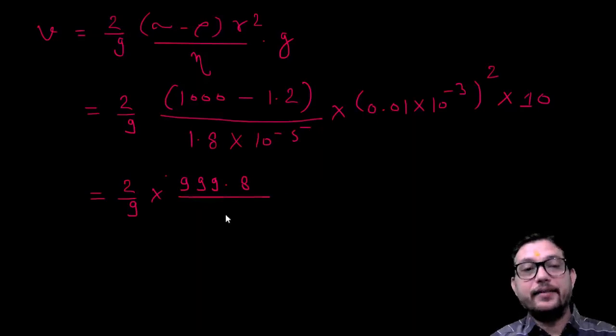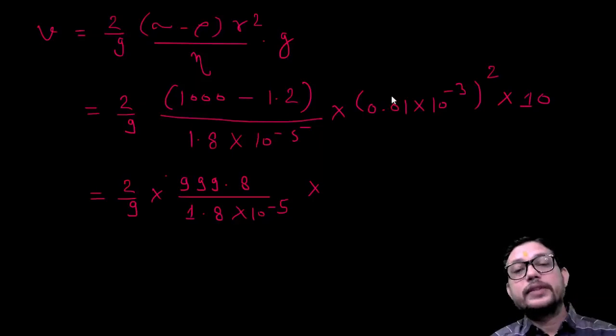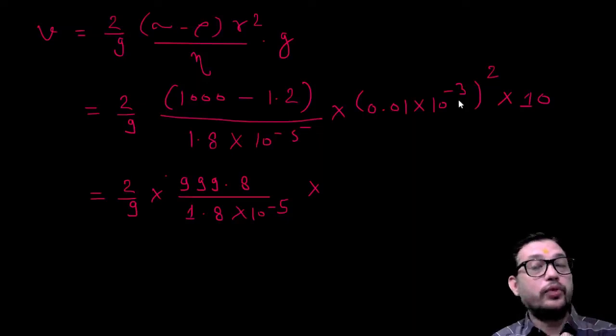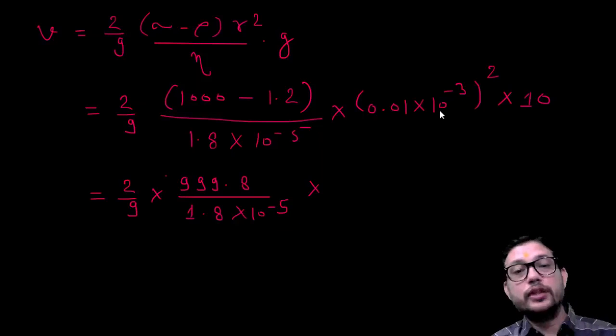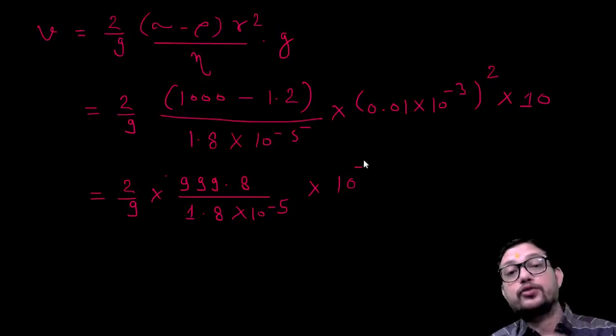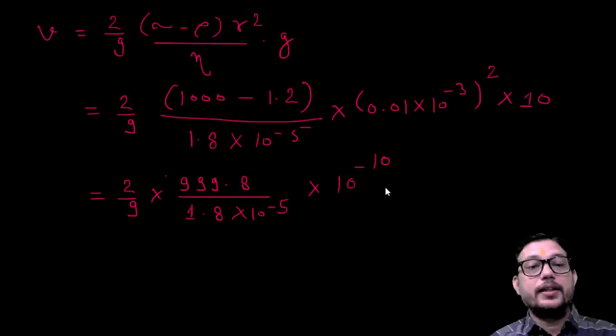So we will write 999.8 divided by 1.8 into 10 to the power minus 5 into, and now look here, when we remove this decimal, then 100 will come in the denominator. Okay, and the 100 will move to the numerator, then the power will become minus 2, so it will be minus 5. So it can be directly written as 10 to the power minus 5 squared, so minus 10, into 10. I hope that this step is clear to all of you.